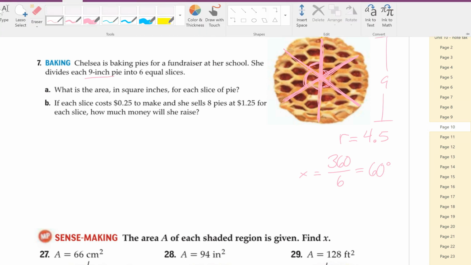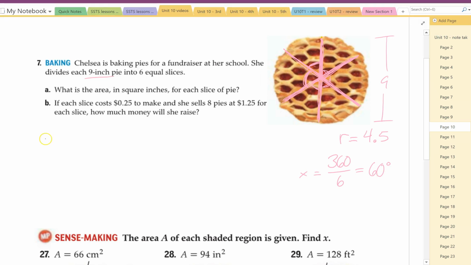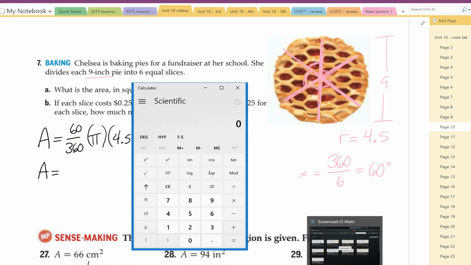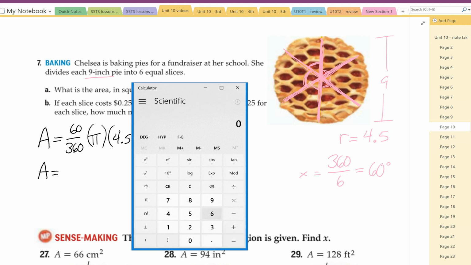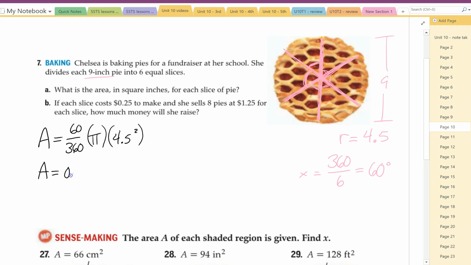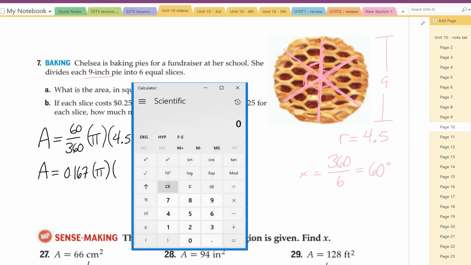So now I'm just going to use the formula we've been using. The area of each piece of pie is going to be 60 over 360 times pi r squared. So times pi times the radius squared. The radius here I already said was 4.5, and I'm going to square that. All right, so what is 60 divided by 360 as a decimal? 0.167, times pi, and then 4.5 squared.